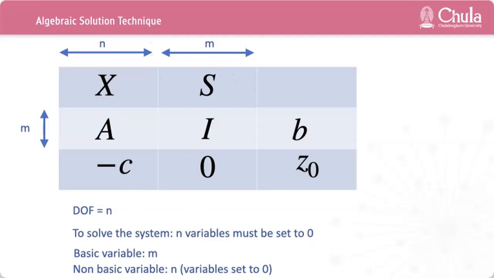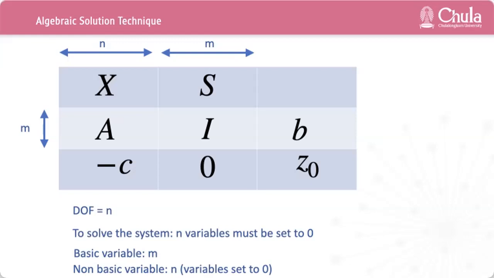Okay, so you see we're starting from n plus m variables. And we separate the variables into two groups. The basic variables contain m variables, and the non-basic variables contain n variables.